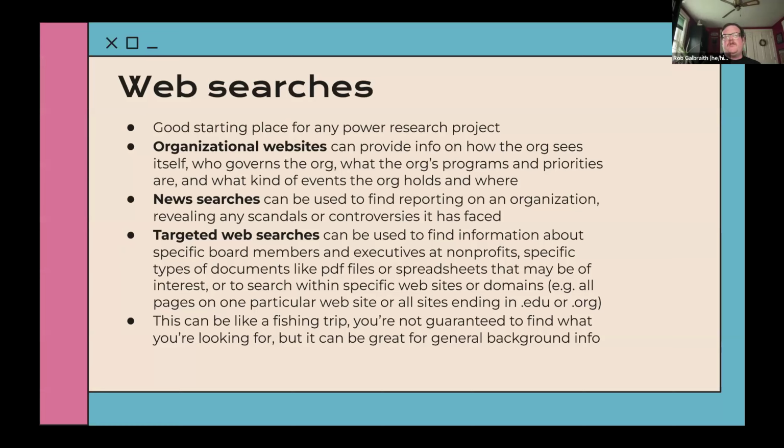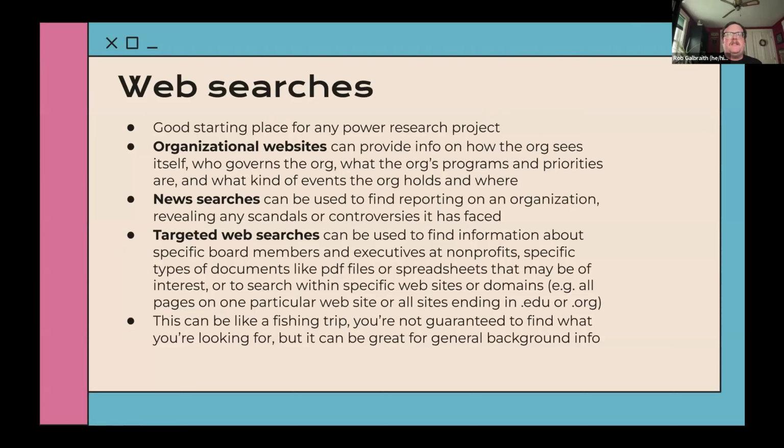For example, you can search for information only in sites where the name of the website ends in .edu or .org. We can also use some of these advanced search tools to find specific types of documents, whether those are PDF files, spreadsheets, Word documents, things like that. The last thing I want to say before I move to the next slide is that web searches can be like a fishing trip. You're definitely not guaranteed to find what you're looking for. In fact, you may find that information that once was there is not anymore.